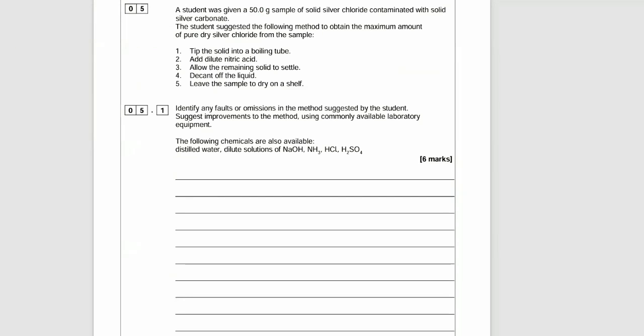We're on question 5. A student was given a 50-gram sample of solid silver chloride contaminated with solid silver carbonate. The student suggested the following method to obtain the maximum amount of pure dry silver chloride from the sample. Tip the solid in a boiling tube, add dilute nitric acid, allow the remaining solid to settle, decant the liquid, leave the sample to dry. Identify any faults or omissions in the method suggested by the student. Suggest improvements using commonly available laboratory equipment. The following chemicals are also available: distilled water, and dilute solutions of sodium hydroxide, ammonia, hydrochloric acid, and sulfuric acid.